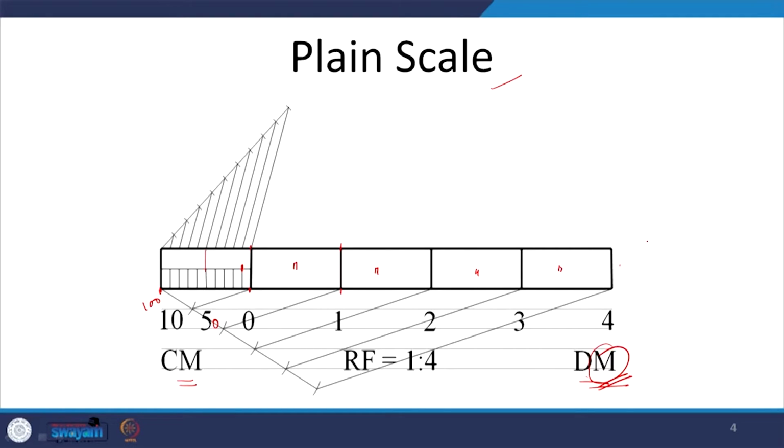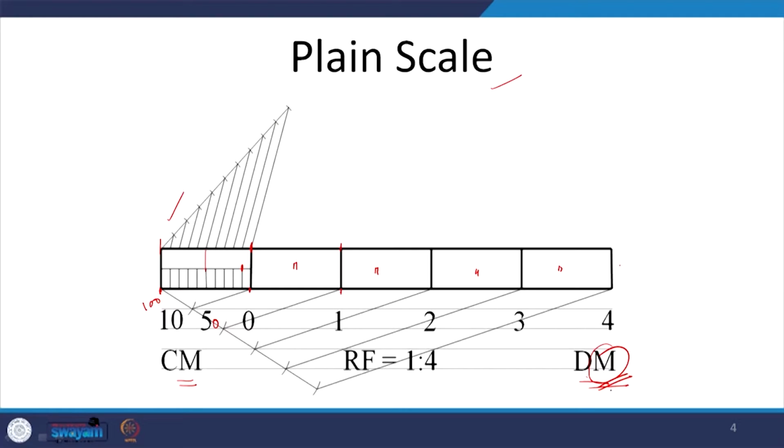So, that is what this simple plane scale is. It is easy to draw. The only thing that we have to do is divide this 1 unit representation into 10 equal parts. We have already seen how to divide any given line into an equal number of parts. So, that is very easy, we can simply do it. That is what the plane scale is, and we always mention the representative fraction.